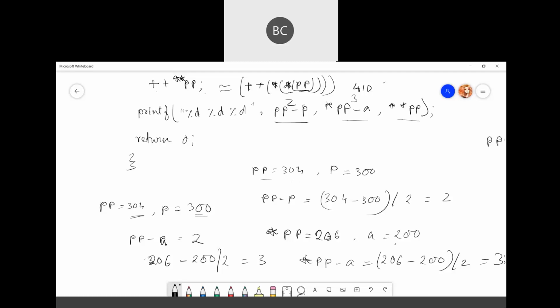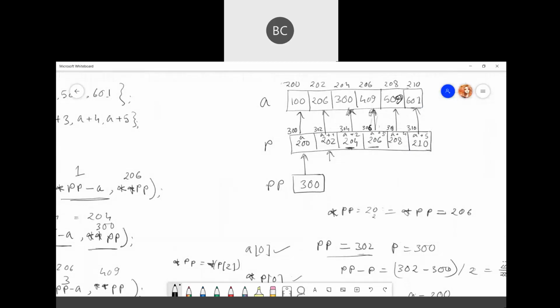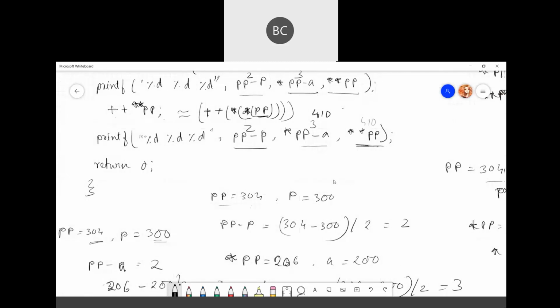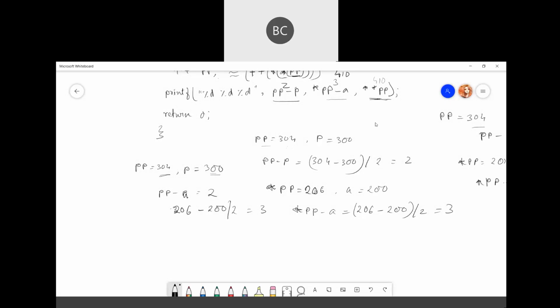Now double pointer. This is equivalent to your 410. Okay. Here you are just incrementing the value. So 409 was the one. Then you incremented the value. So it's 410. It is a bit complicated. In the lab class we will try to run this one and we will see whether we are getting the same result or not, because sometimes theoretically it's a bit different and when you run it might be a little bit different depending on the compiler.